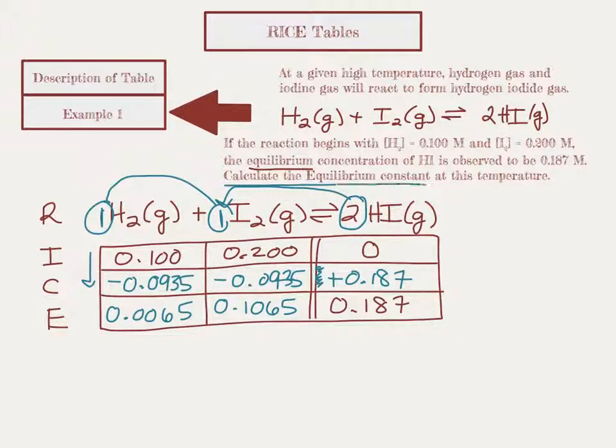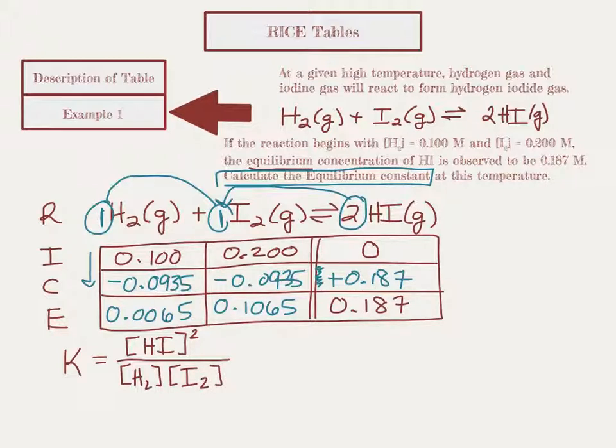Calculate the equilibrium constant. Okay, so I need to write down the equilibrium constant expression so that I make sure I don't make any errors. So the K for this guy is going to be equal to the concentration at equilibrium of the hydrogen iodide squared, because there's a 2 in front of that HI. The hydrogen, 1 for that guy because there's a 1 in the balanced chemical equation, and same thing for this iodine. Glorious. Let's go ahead and put in our numbers from the E box.